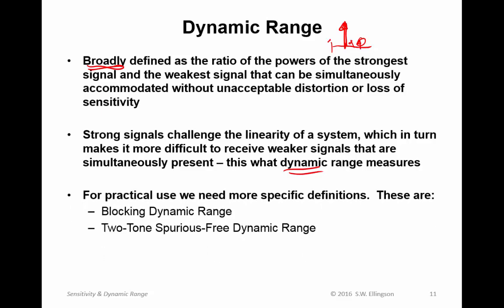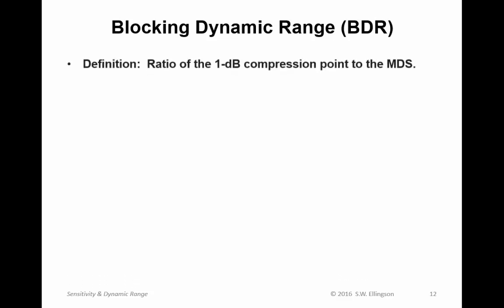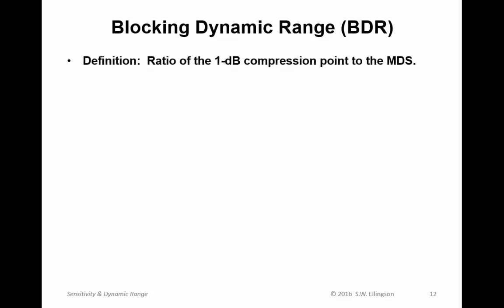So for practical use, we need specific definitions, and I should say now there are many, many ways to define dynamic range. I'm going to talk about two, and even these two can be defined in many ways. But the two most important ones, I would say, are blocking dynamic range and two-tone spurious-free dynamic range. So first, blocking dynamic range. The definition of blocking dynamic range is the ratio of the 1 dB compression point to the minimum discernible signal. In other words, you measure this, and then you measure this, and it's the ratio of the two.